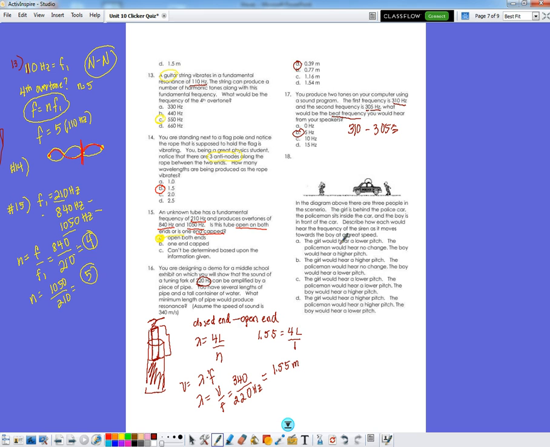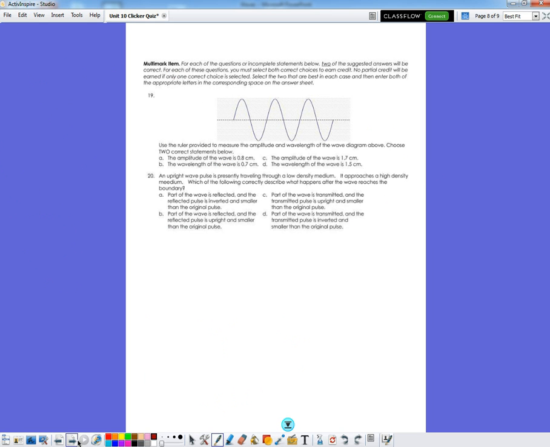Okay, I will not discuss number 18. Just look at your ISN page 52 to 53. We discussed the Doppler effect. And then this one, using a ruler to measure the amplitude and the wavelength of the diagram above. So you'll be using a ruler. You should know how to use your ruler.